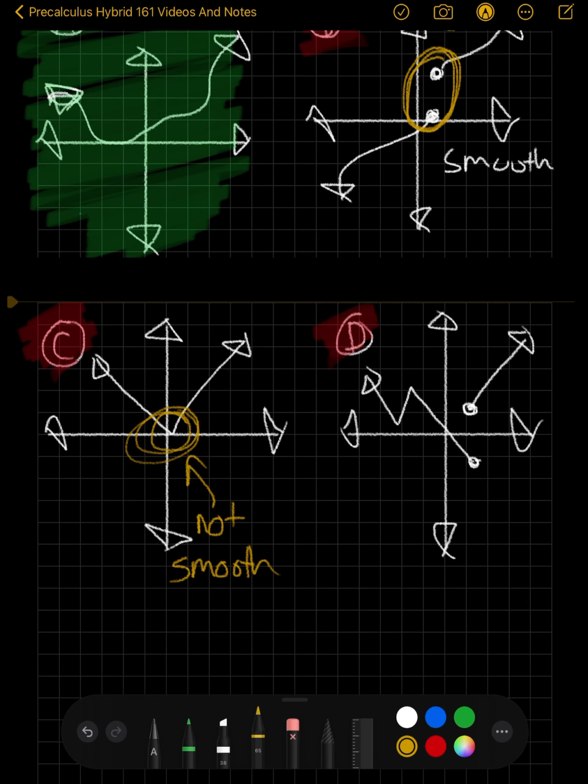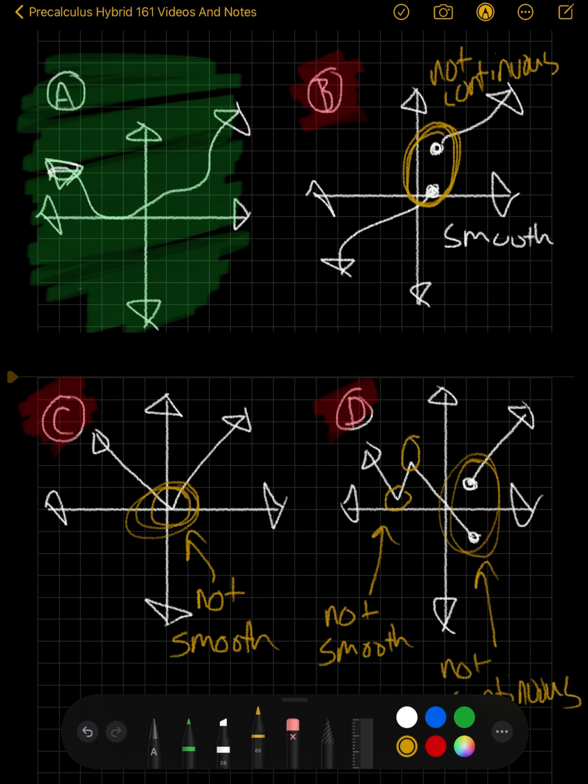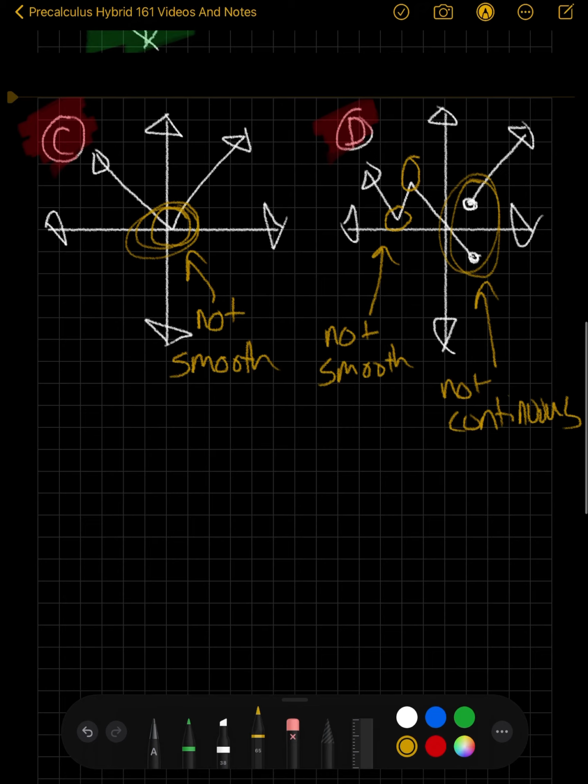And graph D is the worst of both worlds. Look, I have these sharp edges, so it's not smooth. And I also have this big gap here, so it is not continuous. And if you were able to go through A, B, C, and D, and you feel like that's sinking in and you're getting that, then I think you are pretty much done with this video.